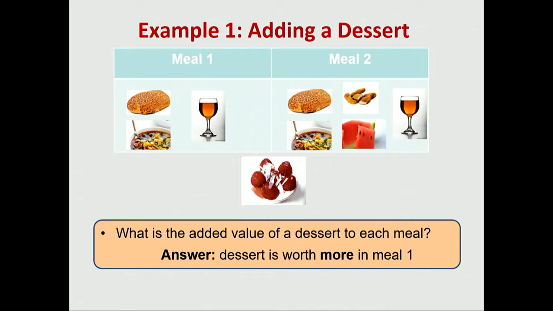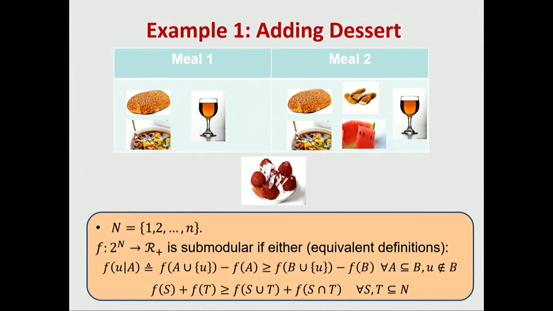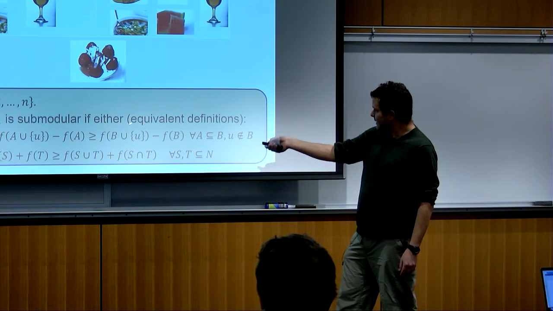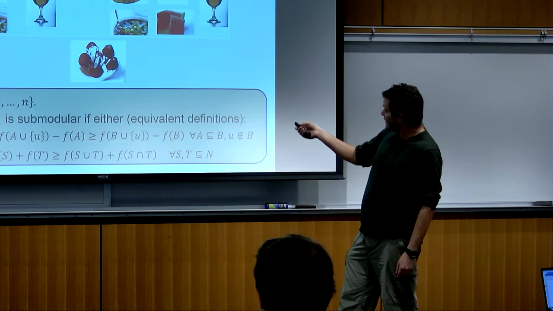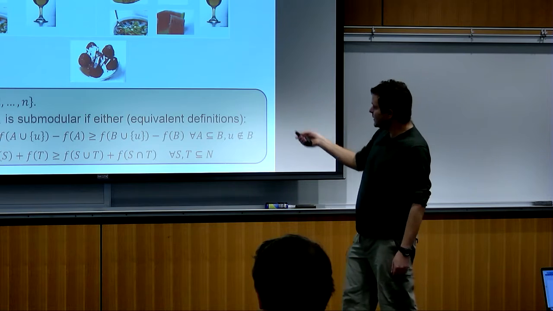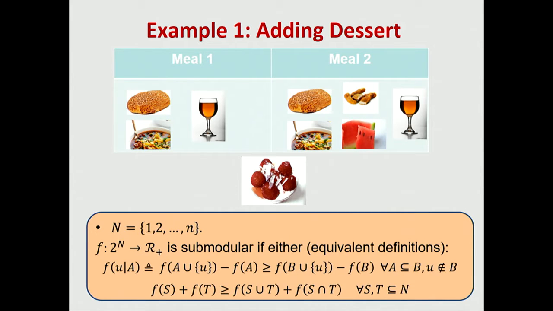And this motivates the main idea of submodular functions. Here is the formal definition. We have n items. These are the n dishes. We have a non-negative submodular function, so it gives a value to any subset of items. This is the added value of the dessert to meal A, and this is the added value of the dessert to meal B. If B contains A, so if A is a subset of the dishes in B, then the added value is more for A than for B. So you should remember that added value is more for smaller subsets.